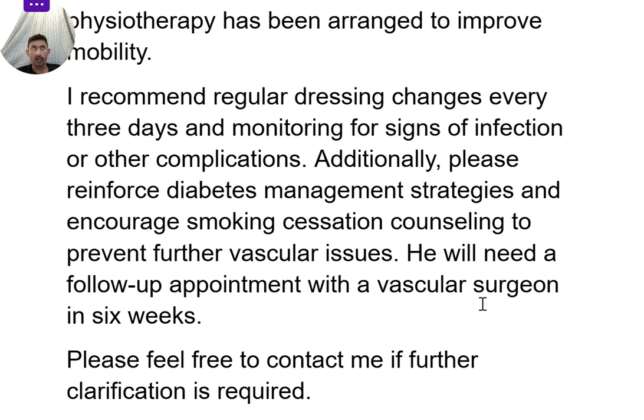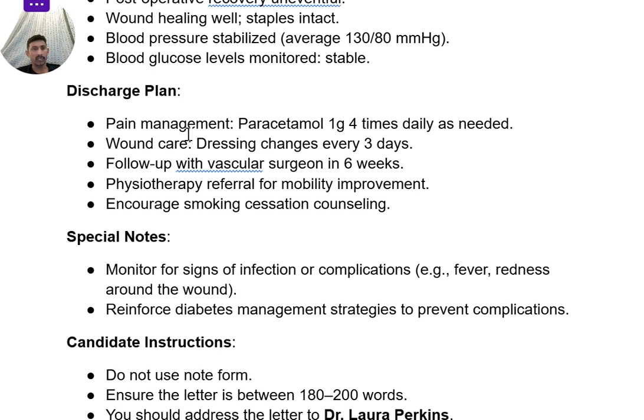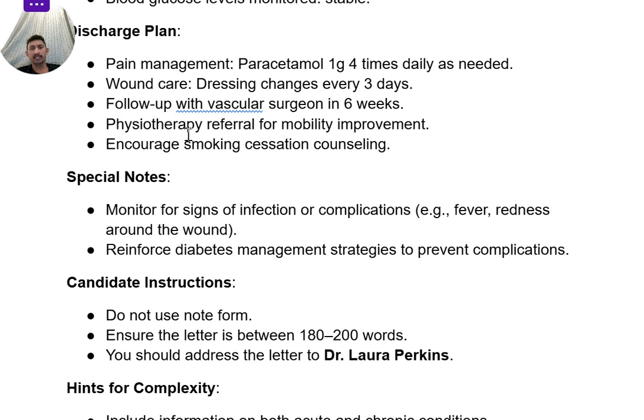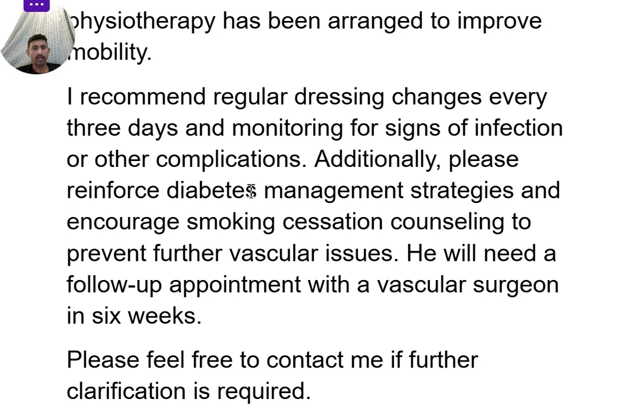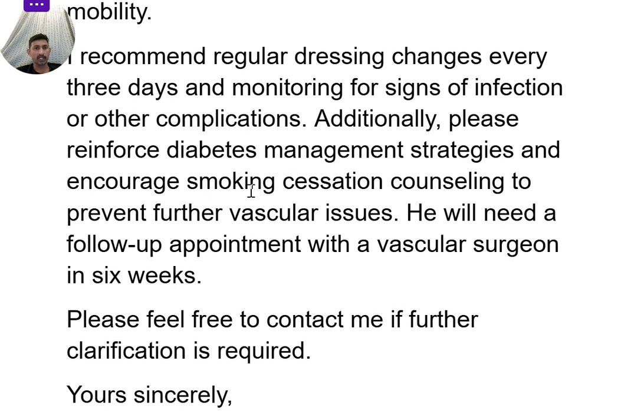Then you can conclude the letter, because you included all the relevant information regarding the case notes. That means no information is missed. All the relevant information is included in the letter, the letter is within 180 to 200 words, and the address is to Dr. Laura Perkins. Then you can conclude: Please feel free to contact me if further clarification is required. Then Yours sincerely. That means your letter is complete. So this way you can write a good letter.